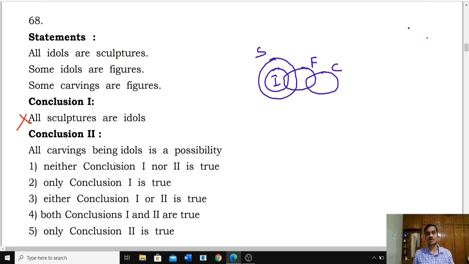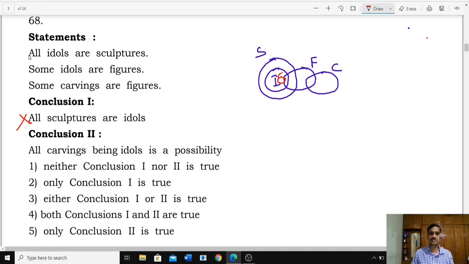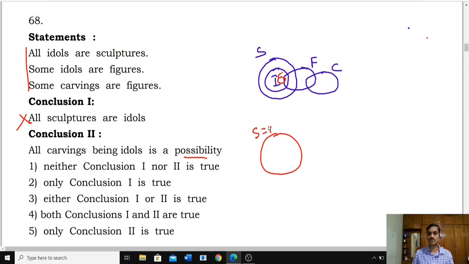And the second one, all carvings are idols is a possibility. This entire carving can be idol or not. Tell me whether we can draw like this or not. Yes. As the statements are affirmative, for a possibility we can draw a single universal diagram, S equals I equals F equals C. Hence, conclusion 2 is true. Only 2 is true, that is choice 5, question 68.